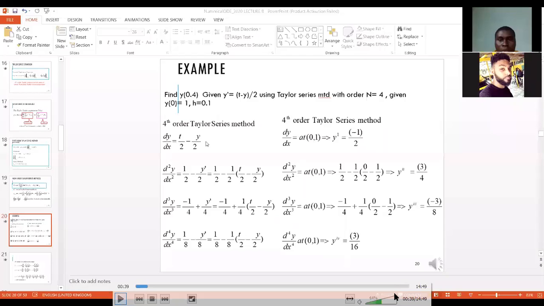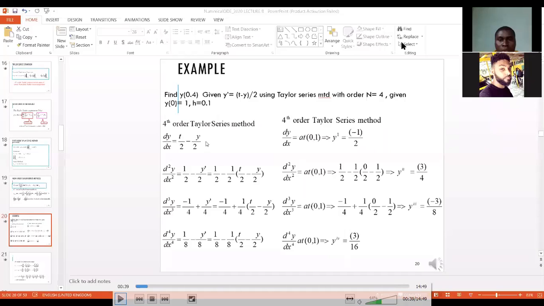So what you do is you're going to differentiate this function. We have t minus y over 2. In the first equation, the first derivative has already been stated here. The question is already the first derivative, which is t over 2 minus y over 2.